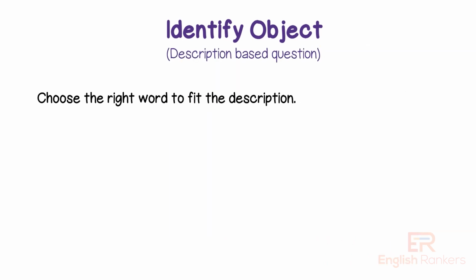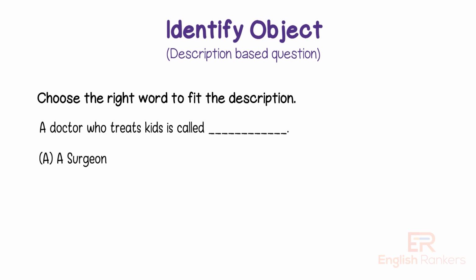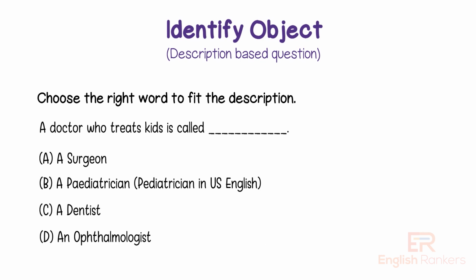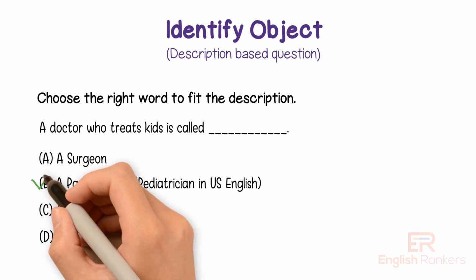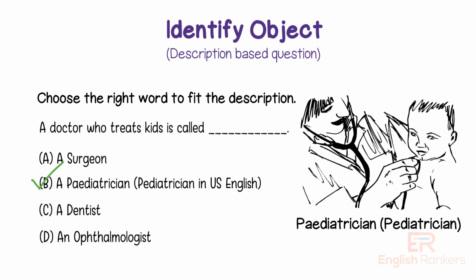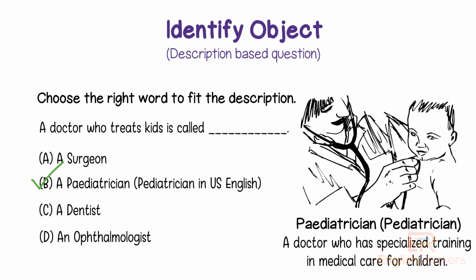Choose the right word to fit the description. A doctor who treats kids is called: option A, surgeon; option B, pediatrician; option C, dentist; option D, ophthalmologist. The answer is pediatrician. A pediatrician is a doctor who has specialized training in medical care for children. The purpose of this type of question is to check how rich your vocabulary is.